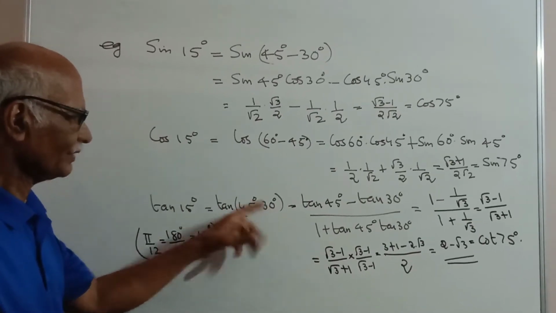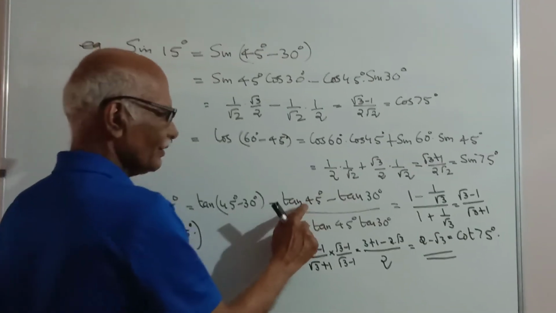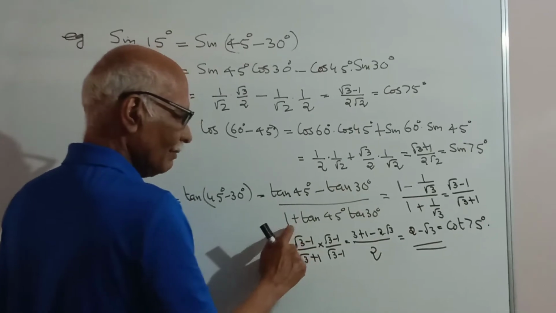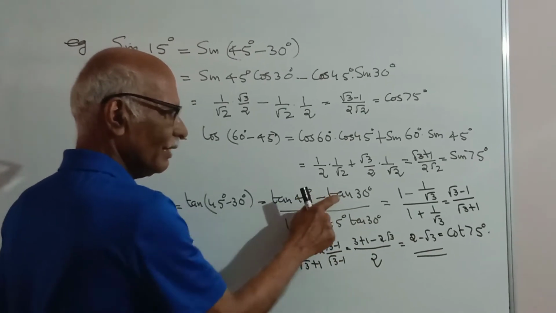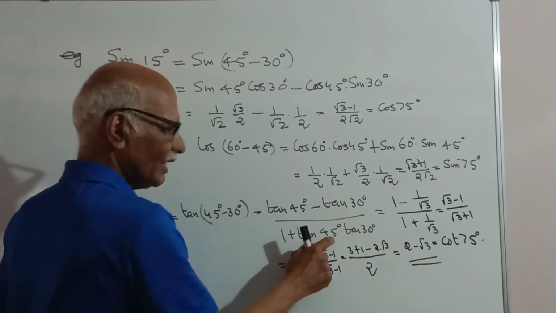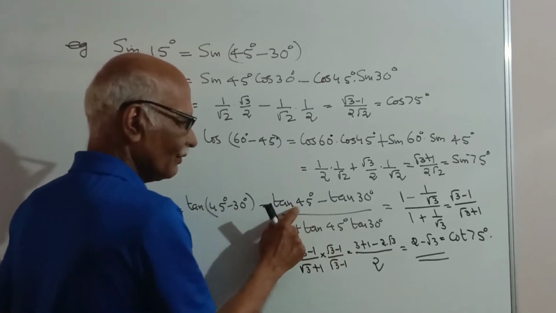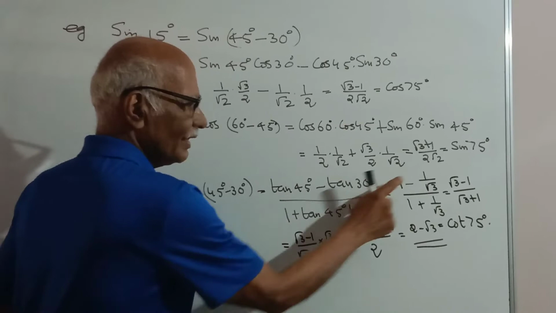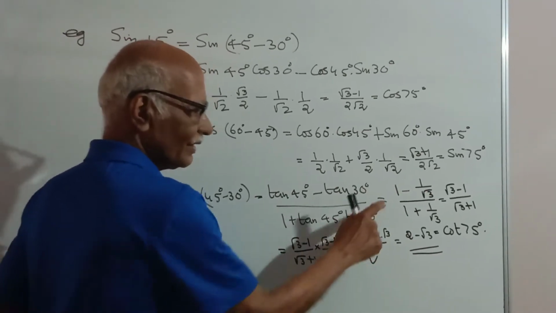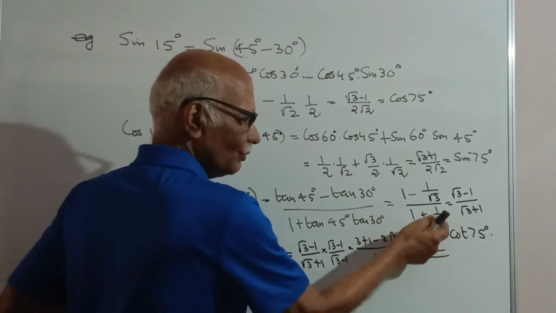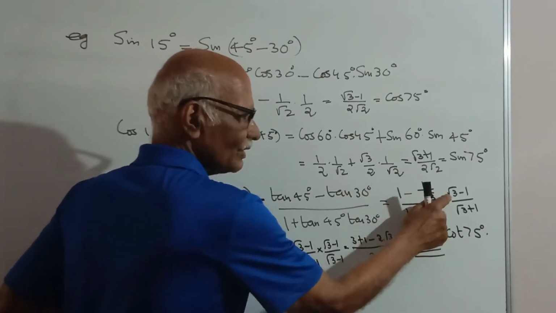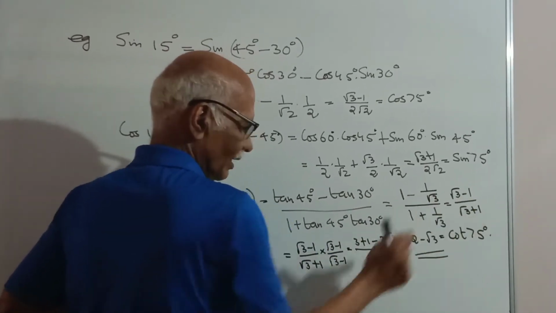Tan 45 minus 30. The formula is tan alpha minus tan beta by 1 plus tan alpha tan beta. So it is tan 45 minus tan 30 by 1 plus tan 45 tan 30. Tan 45 is 1. Tan 30 is 1 by root 3. So the result is 1 minus 1 by root 3 by 1 plus 1 by root 3. You multiply by root 3. So it is root 3 minus 1 by root 3 plus 1.